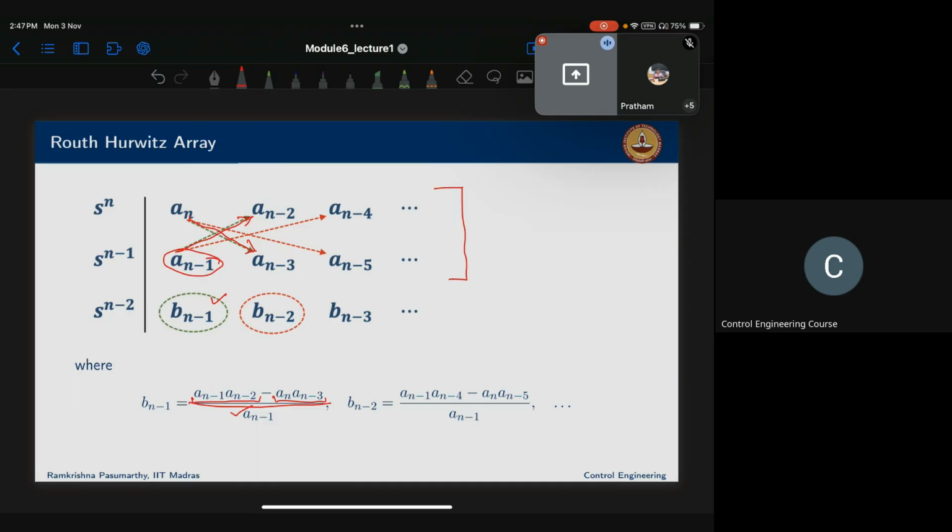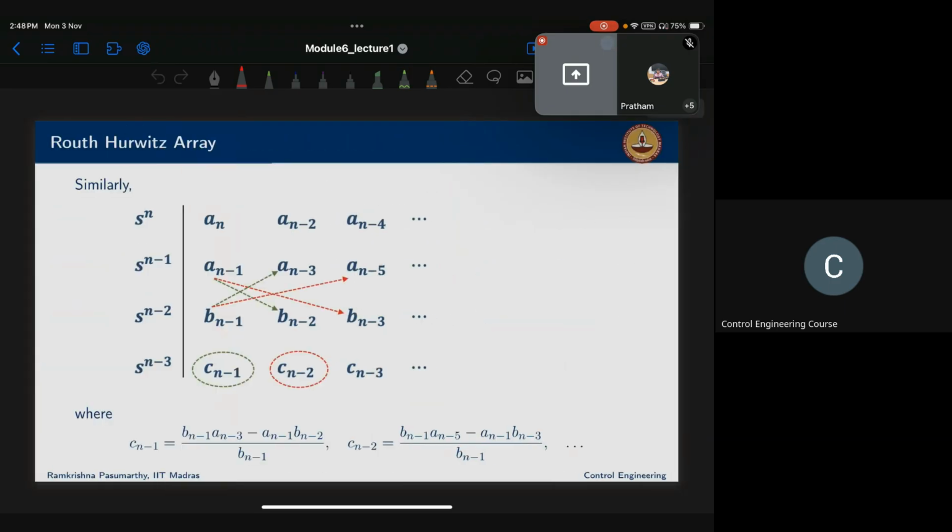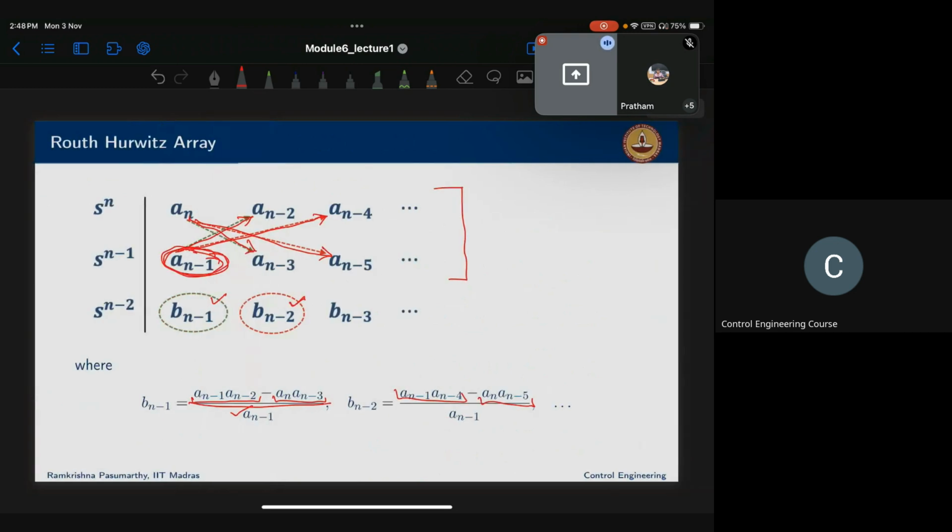Okay, then bn minus 2, how do we calculate? Again starting from here, an minus 1, an minus 2, minus an, an minus 5, divided by again this an minus 1. You can see here. So that is how we will calculate bn minus 2. Similarly, we can also do the calculation for bn minus 3. So that is how we will calculate the b row.